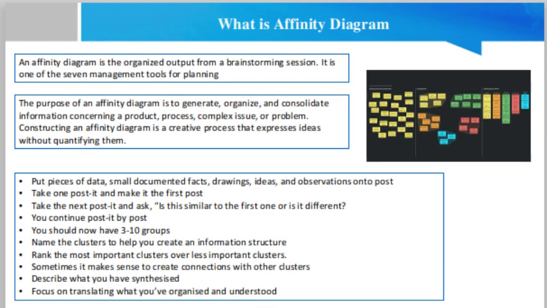So what is an affinity diagram? Friend, an affinity diagram, also called an affinity chart, affinity mapping, the KJ method, or thematic analysis, organizes a large number of ideas into their natural relationships. It is the organized output from a brainstorming session. Use it to generate, organize, and consolidate information related to a product, process, complex issue, or problem.